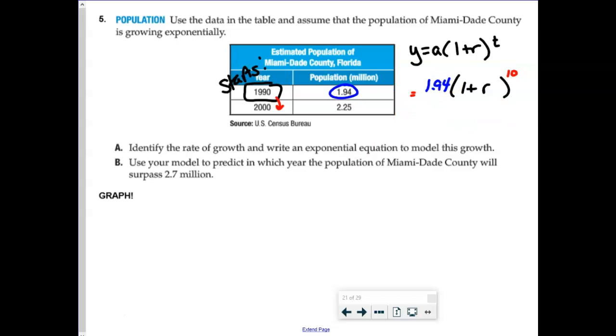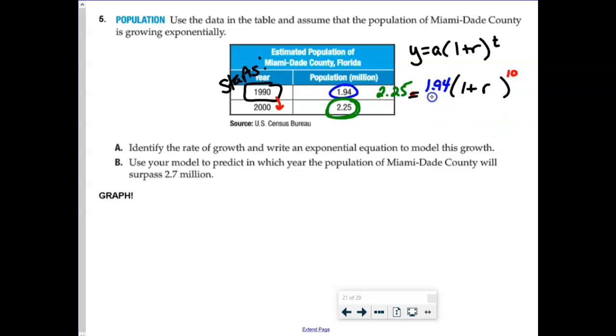And then when I look ahead in 10 years, what's my final amount? What would my, quote, answer be? The 2.25. So guys, this is the equation we have to solve. 2.25 equals 1.94 times 1 plus R, a quantity to the 10th power.